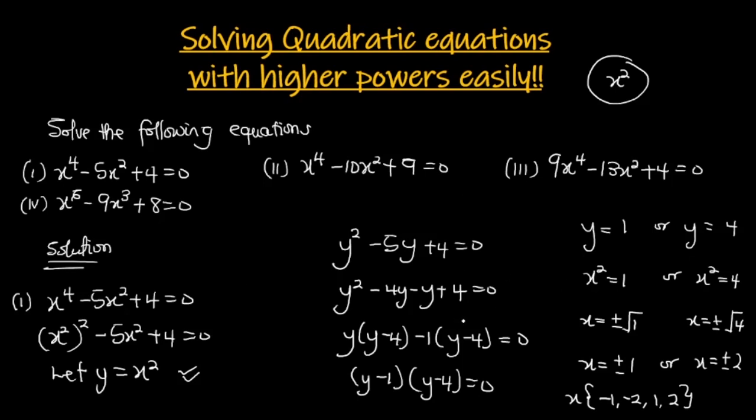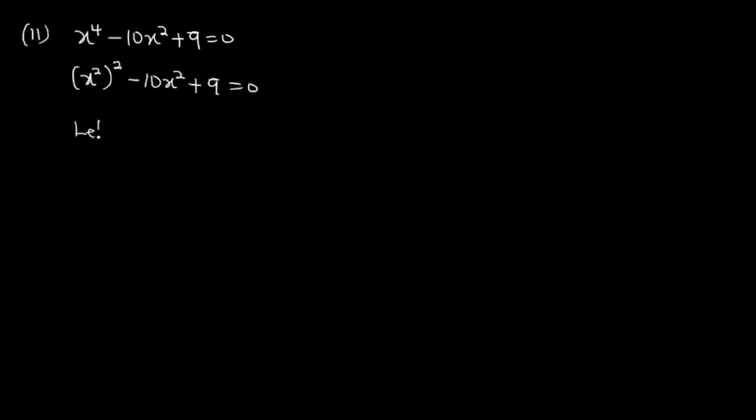Alright, so let's begin. Let's look at the second example. For the second example, we have x raised to the power 4 minus 10x squared plus 9 is equal to 0. Alright, so just like we did in the first instance, we rewrite x power 4 as x squared squared, minus 10x squared plus 9 is equal to 0. So I can say let x squared be equal to y.